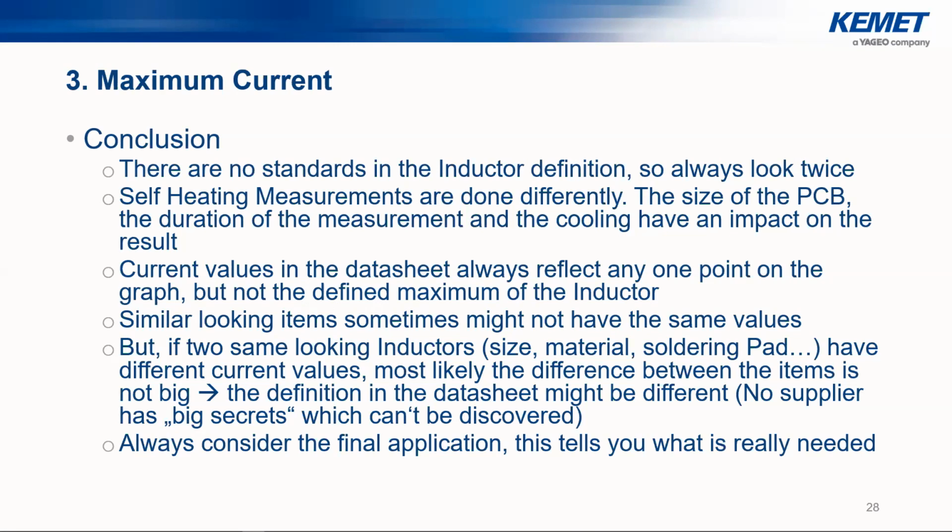The current values given in the data sheets always reflect one point on the graph, but not the defined maximum of the inductor. A similar-looking item might sometimes not have the same values. To make it very simple, if two same-looking inductors, in size, material and soldering pad, have different current values, most likely the difference between the items is not big. The definition in the data sheet might be different. So no supplier has big secrets which cannot be discovered.